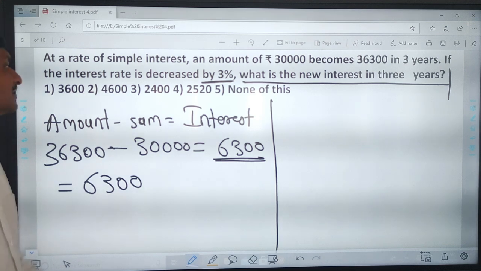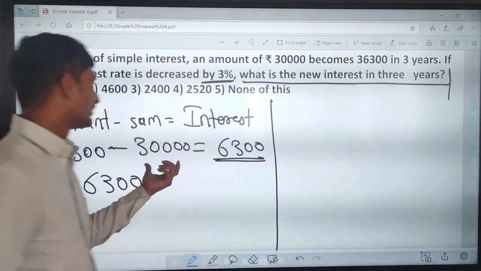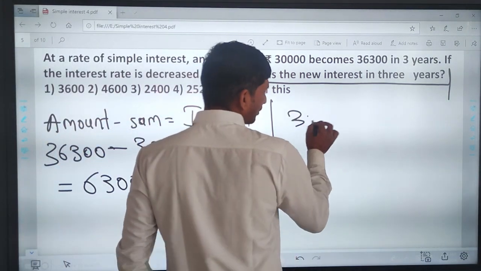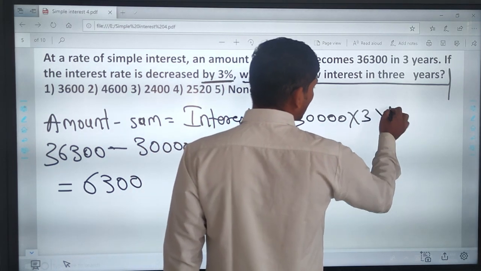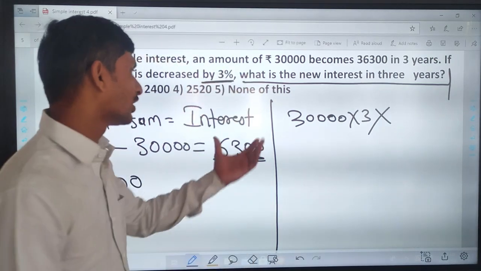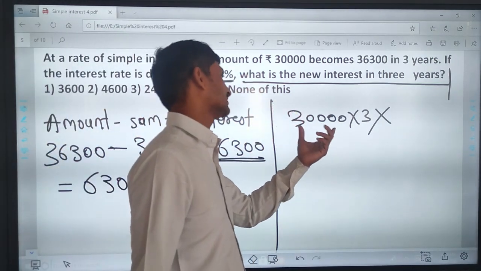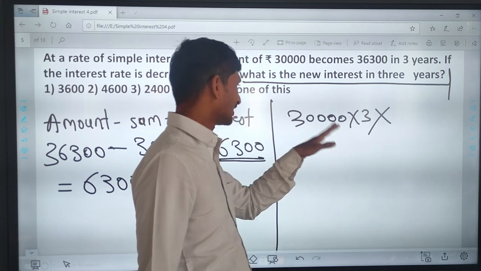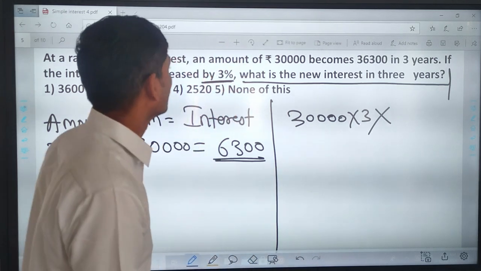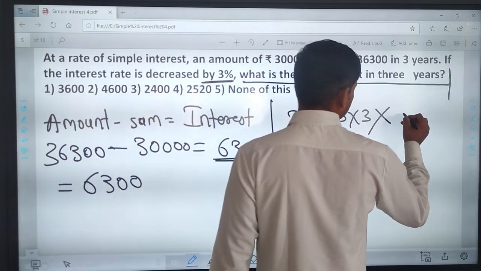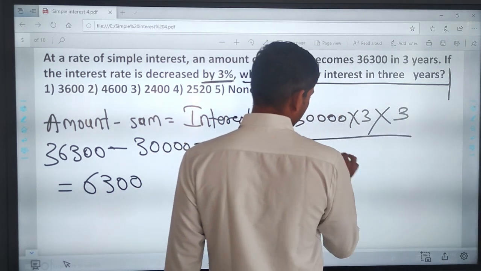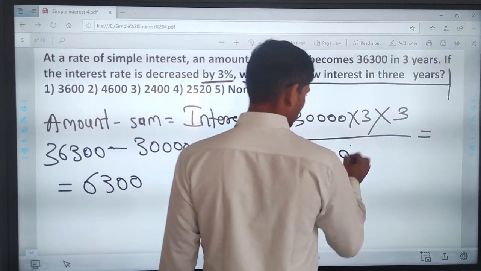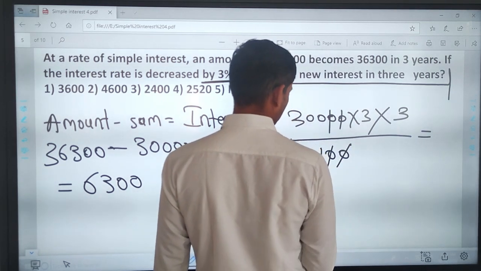Now here we find the sum. Your sum is 30,000. Then your interest rate is decreased by 3%. Then we find the value of interest on 30,000 at 3% for 3 years divided by 100.